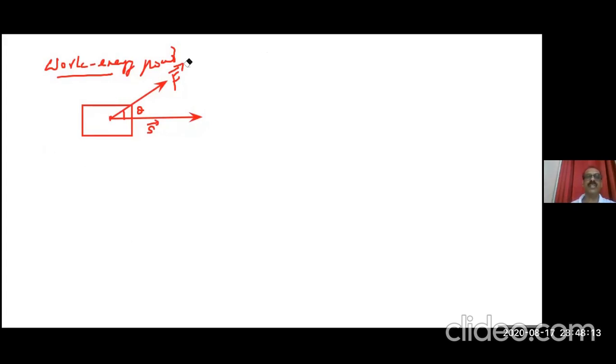Then work done W is equal to Fs cos theta. The SI unit of work is joule. SI unit of work is Newton meter or joule. This Newton meter is only known as joule. Clear?